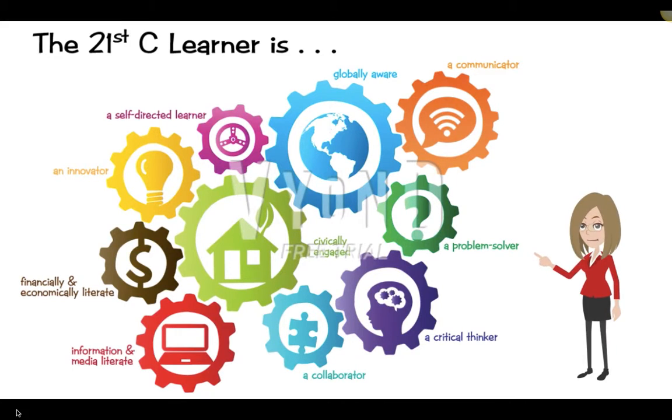A second way it connects is students have to purposely apply the habits of mind in order to be successful. A few of these include persisting, thinking flexibly, striving for accuracy, applying past knowledge to new situations, thinking and communicating with clarity and precision, gathering data through all senses, creating, imagining, and innovating, and remaining open to continuous learning.